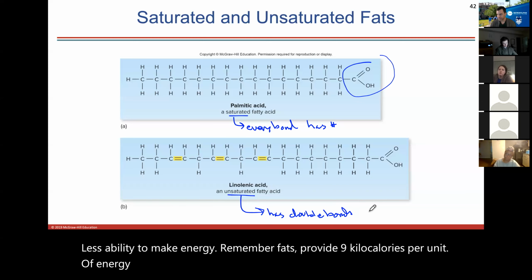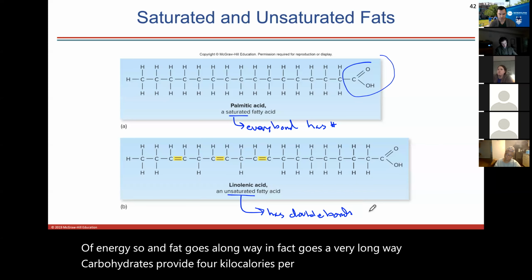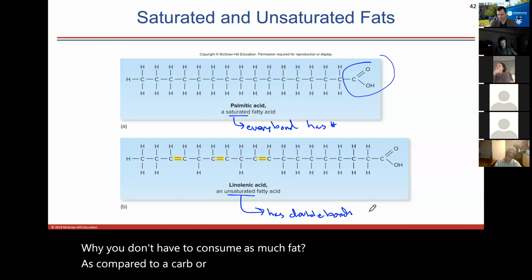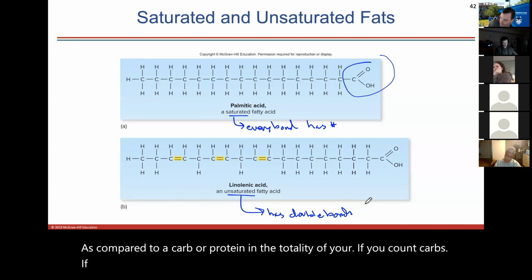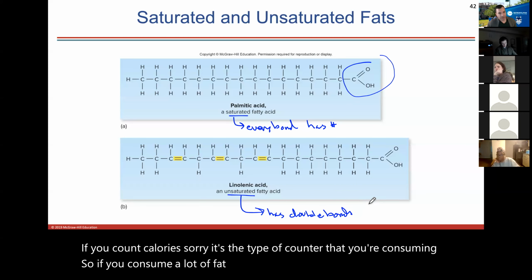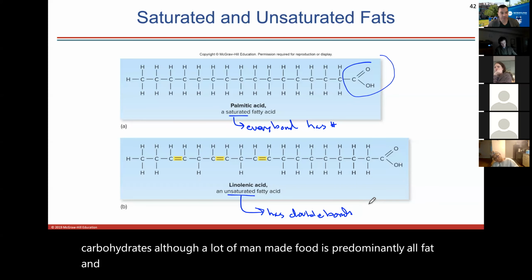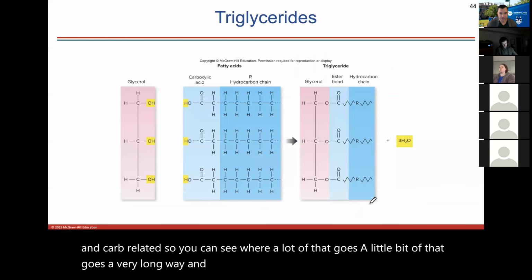So, fat goes a long way. Okay, fat goes a very long way. Carbohydrates provide 4 kilocalories per unit. So do proteins. So that's why you don't have to consume as much fat as compared to a carb or a protein if you count calories. It's the type of calorie that you're consuming. So if you consume a lot of fat, you don't have to consume a lot of carbohydrates, although a lot of man-made food is predominantly all fat and carb related. So you can see where a lot of that goes. A little bit of that goes a very long way, and unfortunately goes around your midsection.